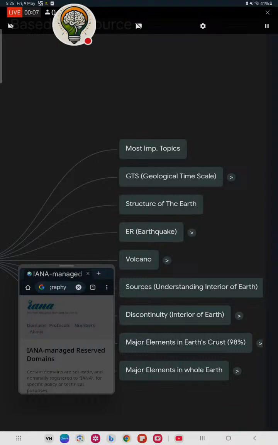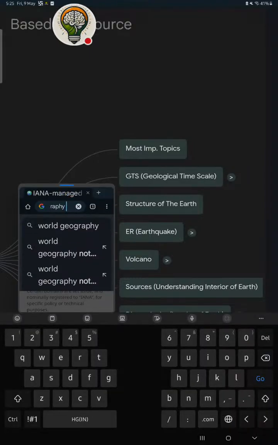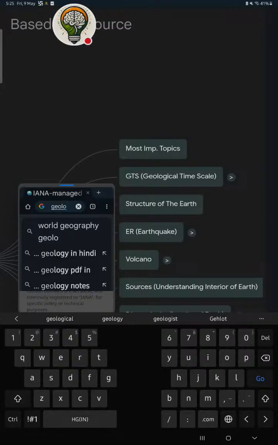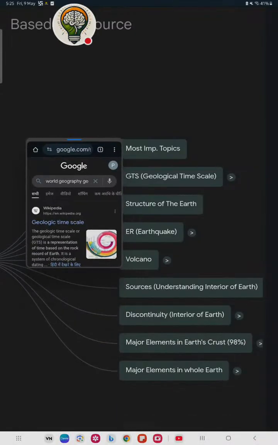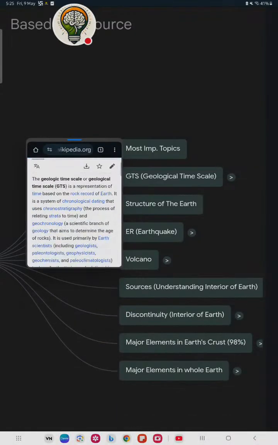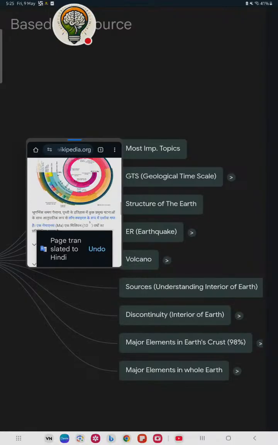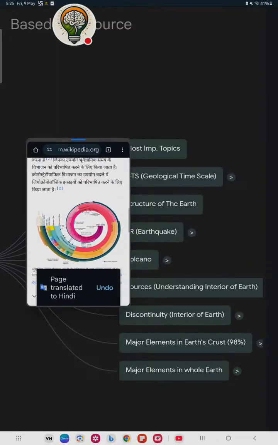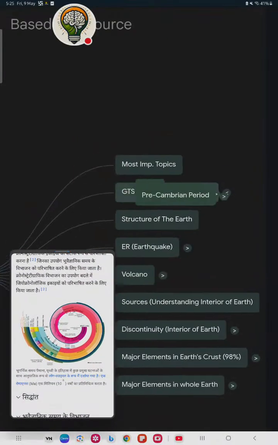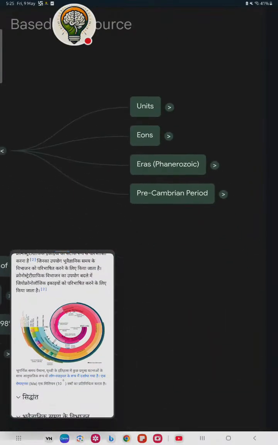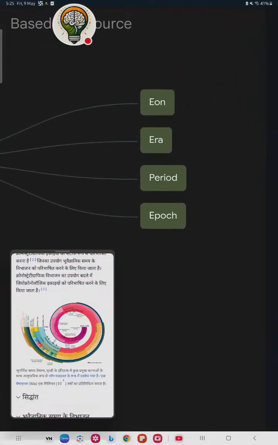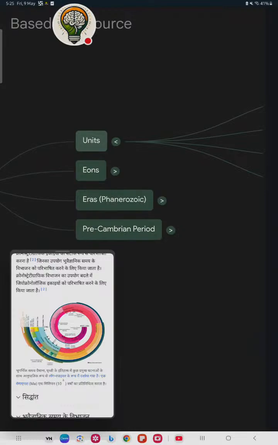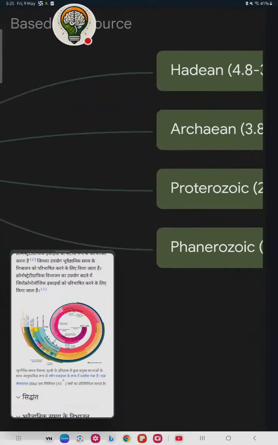Time scale. So here is the geological time scale, and we have various units like eon, era, period, and epoch. Then the eons.